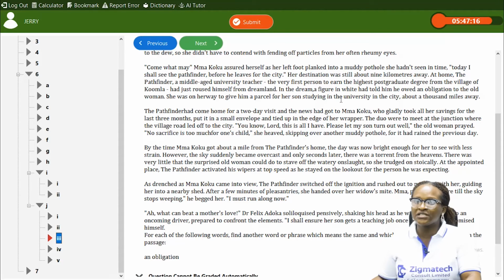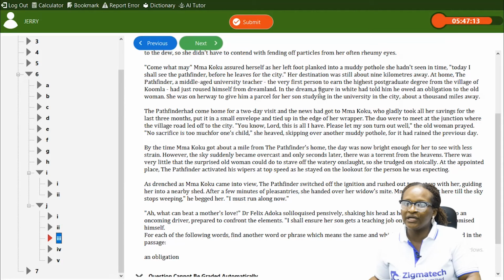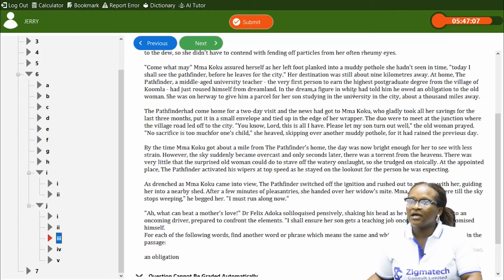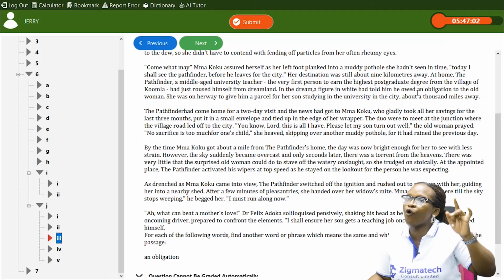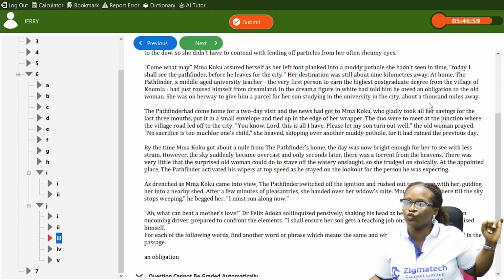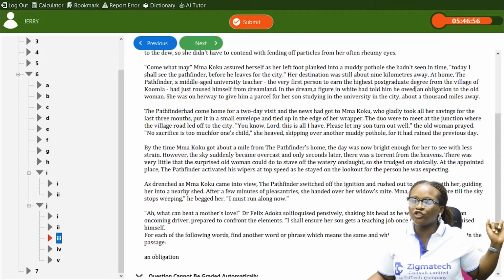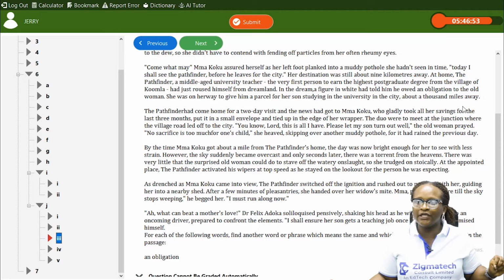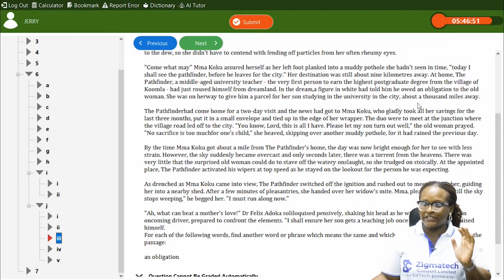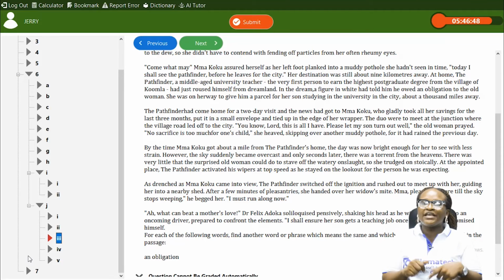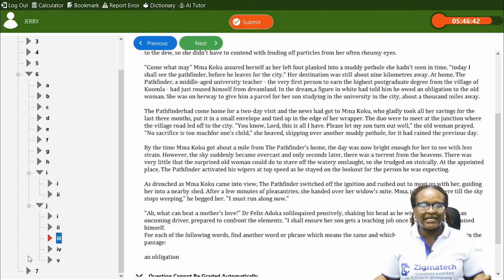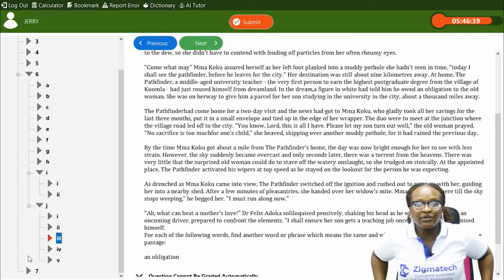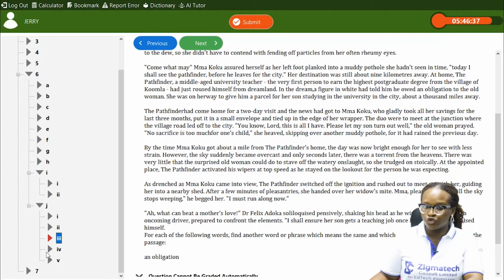Perfect. God doesn't want me to stress so much. So here it is. The third paragraph, that's second to the last line. It says, in the dream, a figure in white had told him he owed an obligation to the old woman. So he owed a duty to the old woman. He owed a responsibility. So you see, I've changed it with a responsibility. Do not say you cannot get a word. The way it appeared with an, give it an article before the word. There must be an article before the word. These are things you must note.